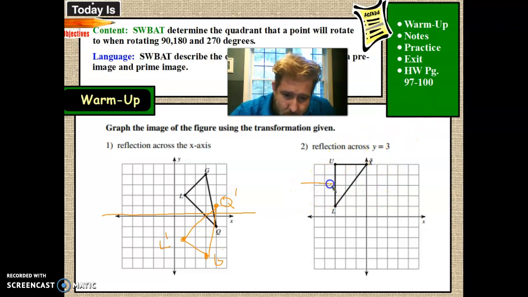Reflection over y equals 3 would simply be this line. So these are basically just going to flip spots, and there's what your final image ends up looking like.